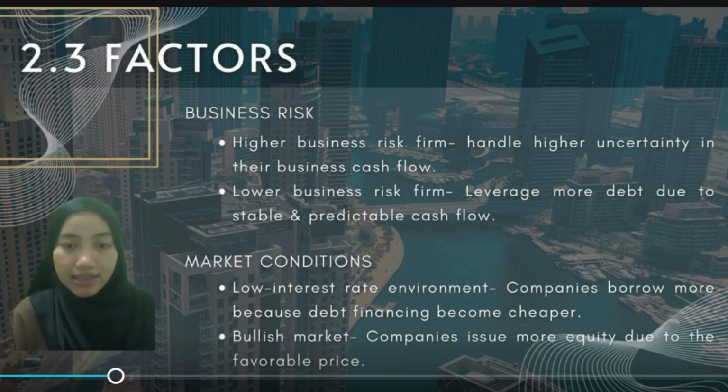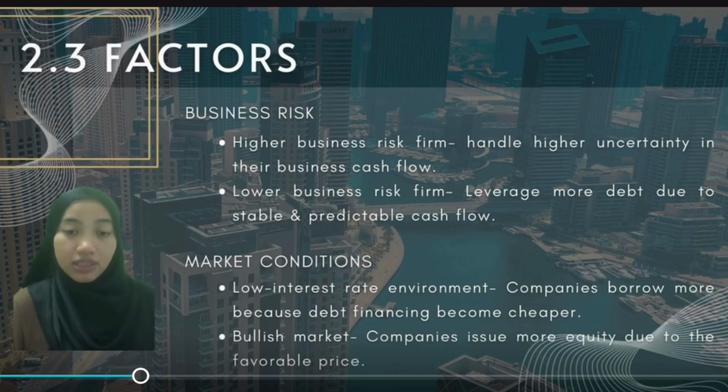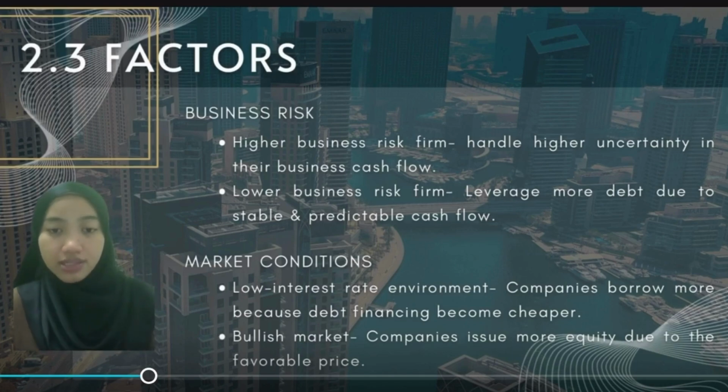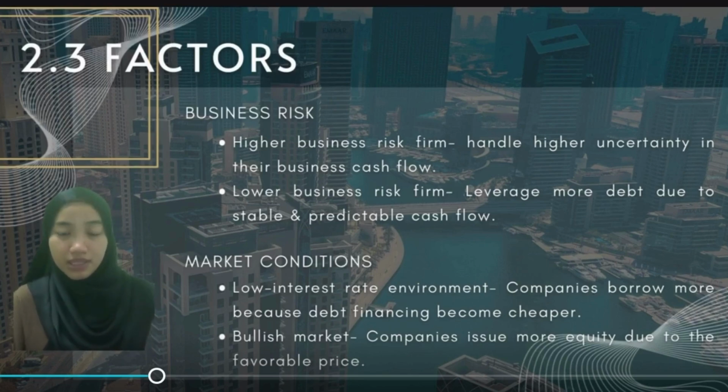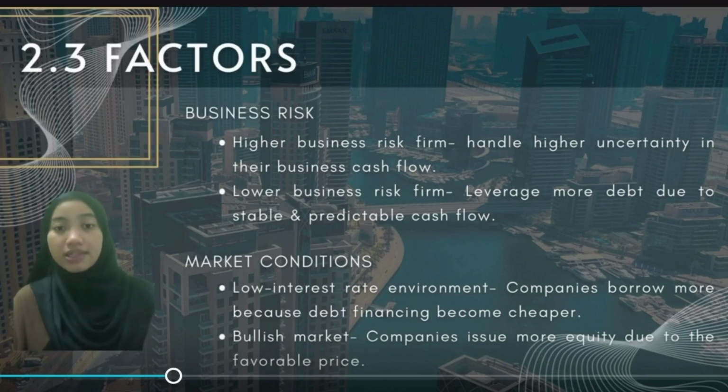For the business risk, companies with higher business risk would handle greater uncertainty in their business cash flow. This situation will make them avoid any high level of debt to protect their firm from financial distress during unexpected downturns that could lead them to bankruptcy. Meanwhile, a lower business risk firm would leverage more debt due to their stable and predictable cash flow.